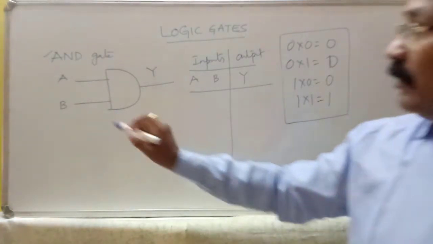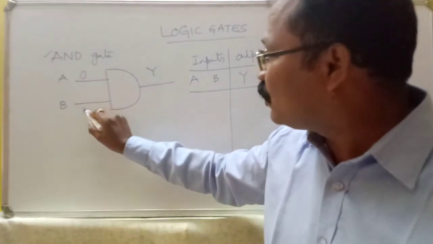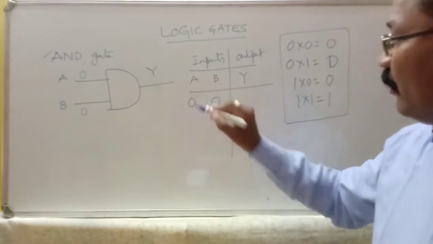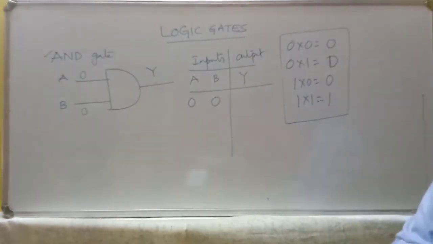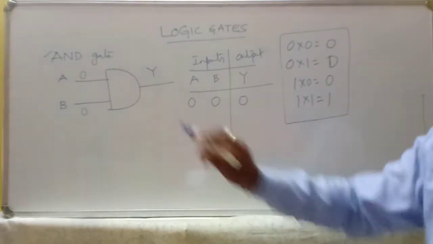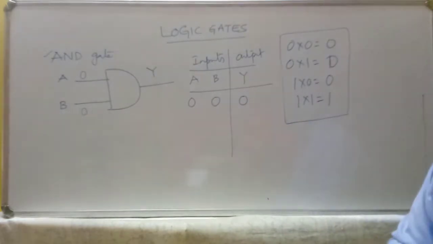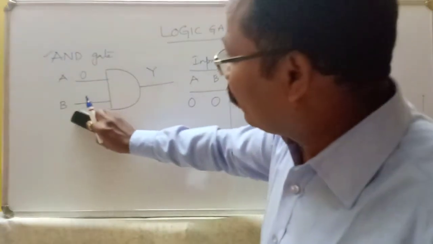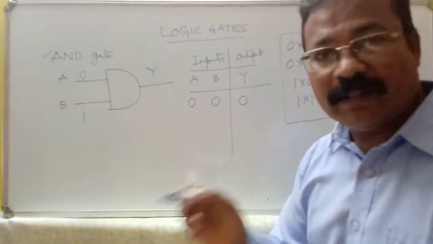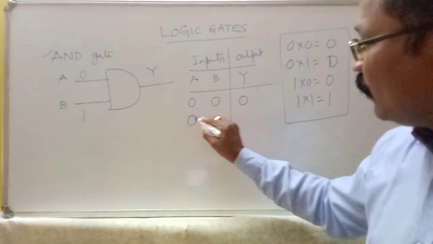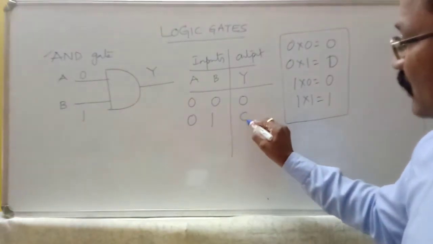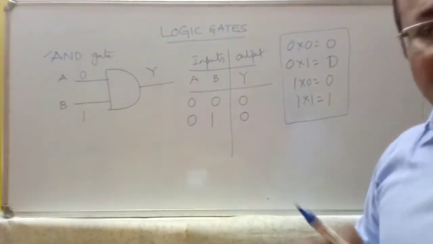Now here we are applying the inputs. A is equal to 0 and B is equal to 0. What is the multiplication when both the inputs are 0 and 0? 0 into 0 is equal to 0. Hence the output becomes 0. Now if the input A is 0 and another input B is 1, what happens in the output? 0 into 1 is equal to 0. The output becomes 0.